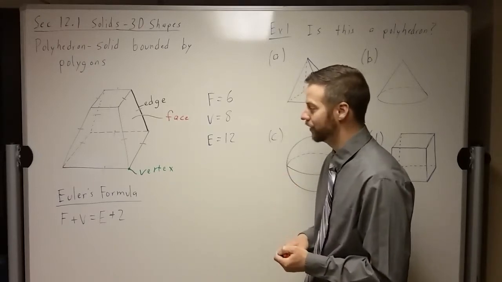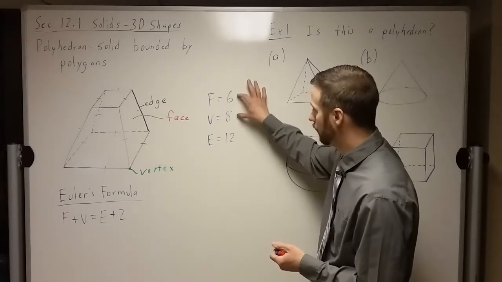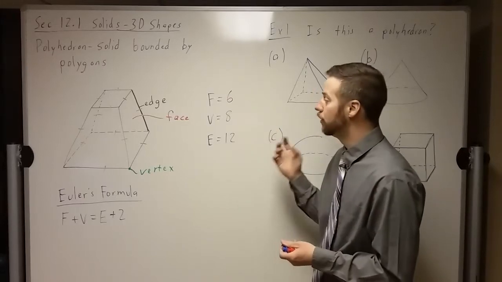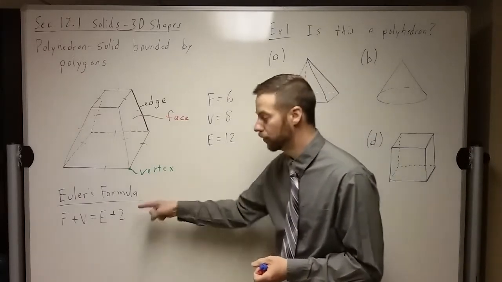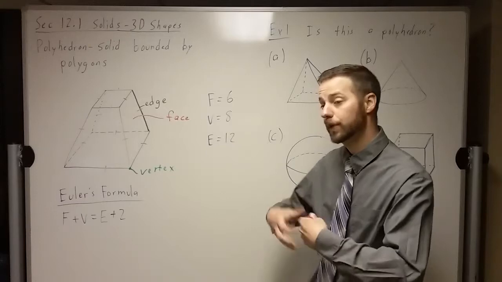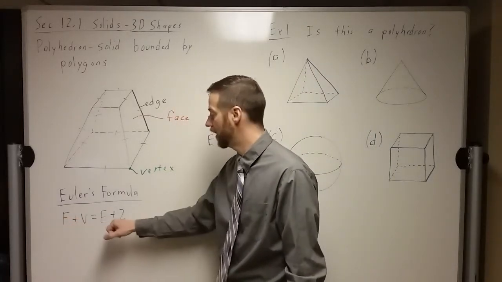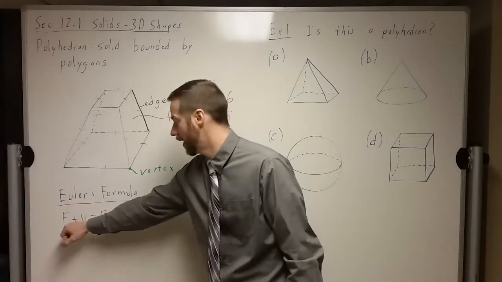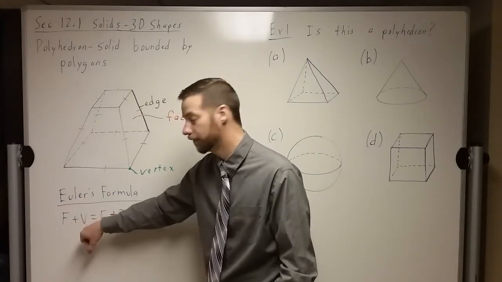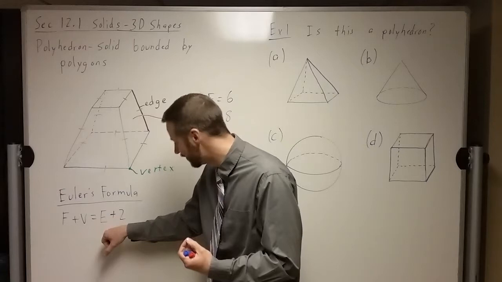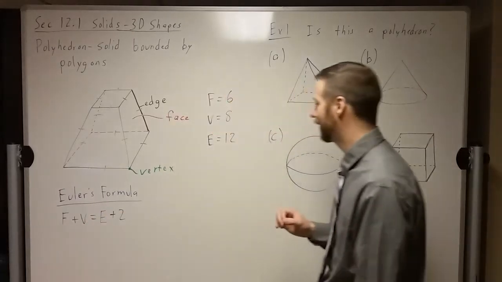But what this allows you to do is if you have any 2 of these 3 things, you can always figure out the third one using that formula. Just basically treat it like an equation and leave whichever one you're trying to find as the unknown and fill in the 2 that you know. So if you know faces and edges, you can find the number of vertices.